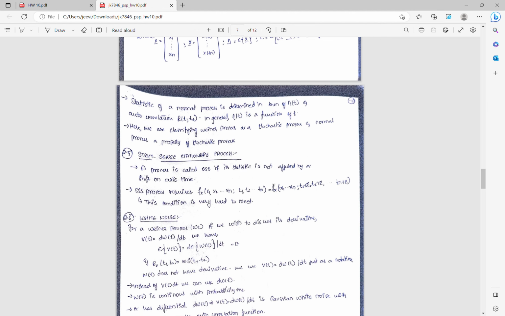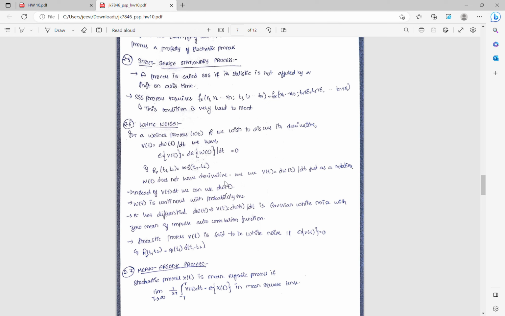What is a strict sense stationary process? A process is called SSS, that is strict sense stationary, if its statistics are not affected by a shift of the time axis. The strict sense stationary process requires f of x1 to xn, t1 to tn to equal f of x1 to xn, t1 plus e, t2 plus e, and so on, tn plus e. This condition is very hard to meet, therefore it is very hard for a process to be strict sense stationary.